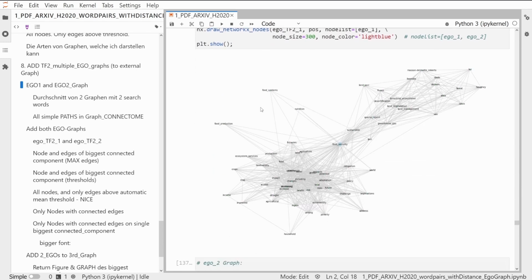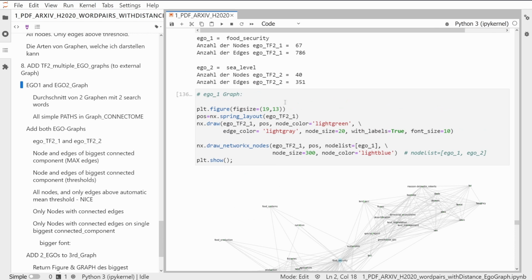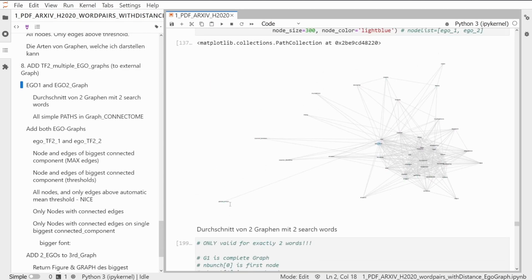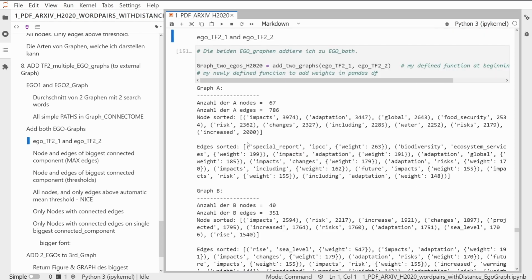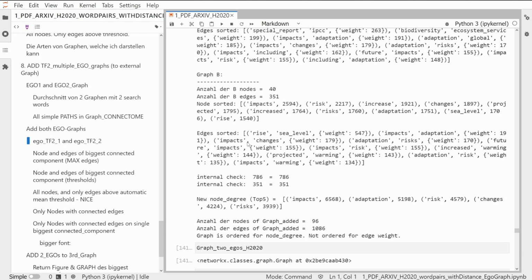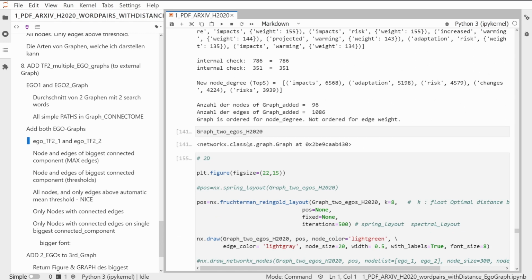And what I do, remember, food security and sea level. And then I calculate here, you have the graph for food security, and I just have, I don't know, 700 edges here. And the other, sea level, only has 350 edges. This is here, sea level. So these are my two ego graphs. And then you can write something to give you a sum of both graphs. I don't want to bore you with classical graph theory.